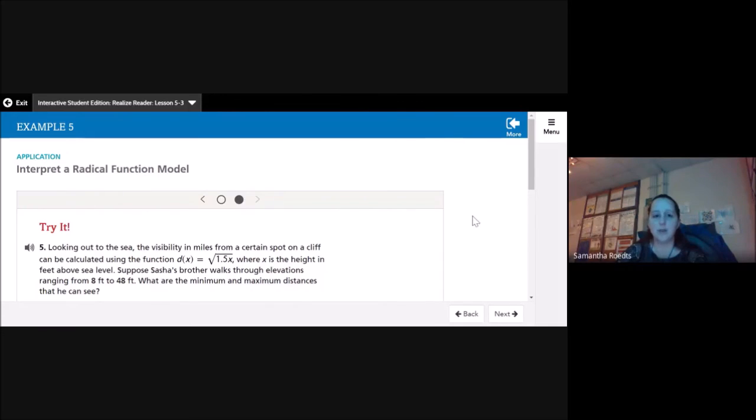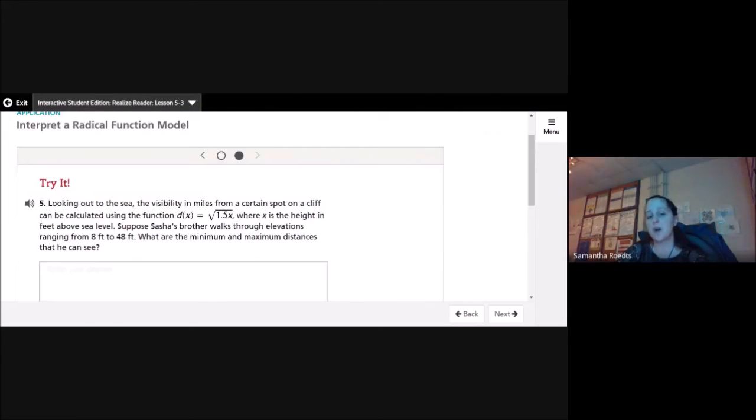All right, so let's try it. Looking out to the sea, the visibility in miles from a certain spot on a cliff can be calculated using the function d of x equals the square root of 1.5x, where x is the height in feet above sea level. Suppose Sasha's brother walks through elevations ranging from 8 to 48 feet. What are the minimum and maximum distances that he can see?